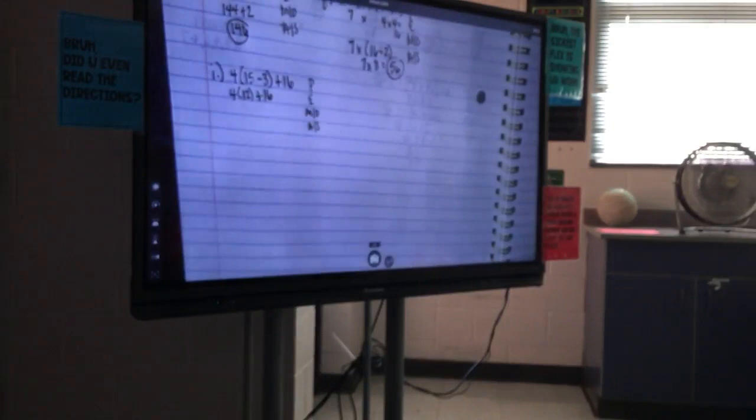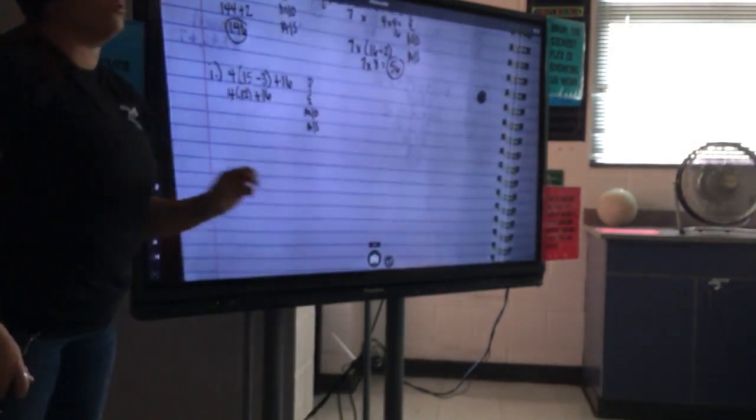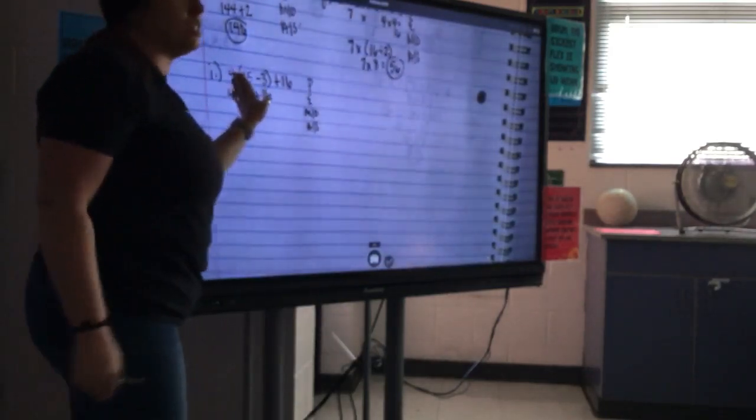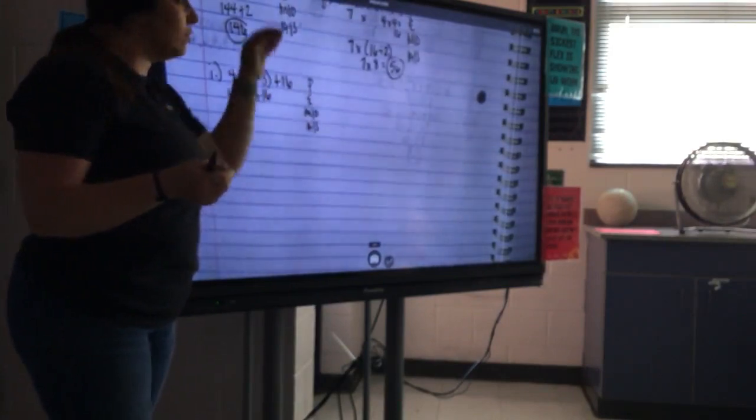Now, I just did 4 times 12 plus 16. How do I know that these parentheses right here are no longer parentheses, but an actual operation? Or how do I know what operation goes when I have a number on the outside of my parentheses? How do I know that? Is that something you have to know? All right.